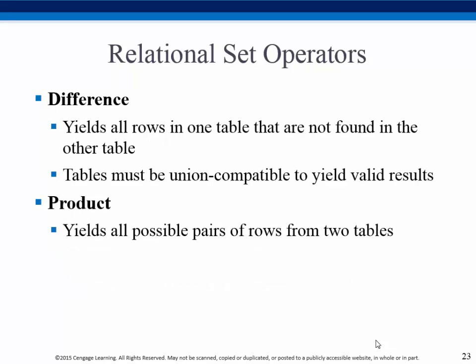Alright. Product yields all possible pairs of rows from 2 tables, also known as the Cartesian product. Therefore, if one table has 6 rows and the other table has 3, the product yields a list composed of 6 by 3 or 18 rows.